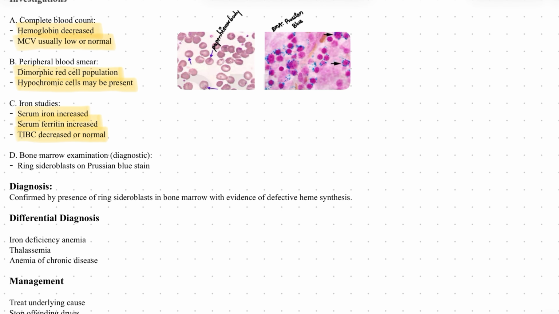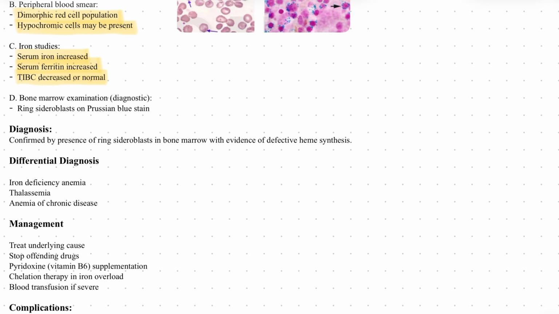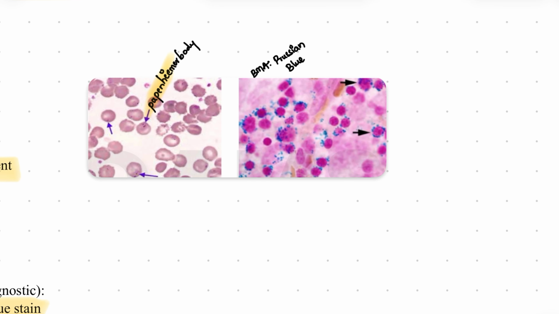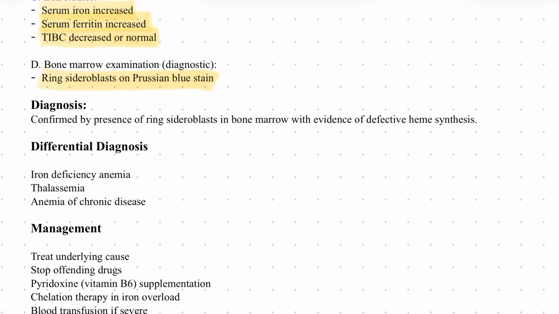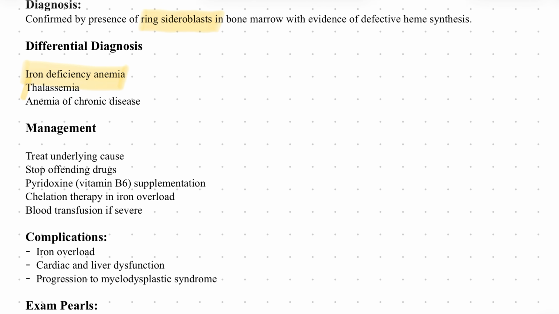Iron studies: serum iron increases, serum ferritin increases, TIBC decreases or is normal. Why this happens, I explained in my iron profile video. Then bone marrow examination: diagnostic ring sideroblasts on Prussian blue stain, as I explained in the definition. On peripheral blood smear, you are going to see Pappenheimer bodies. Then coming to diagnosis, if you see ring sideroblasts, it is the unique, confirmatory feature of sideroblastic anemia.